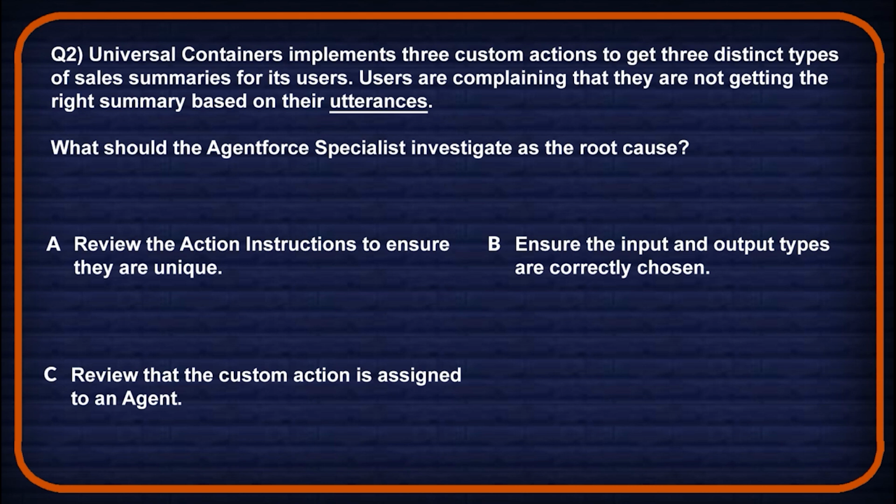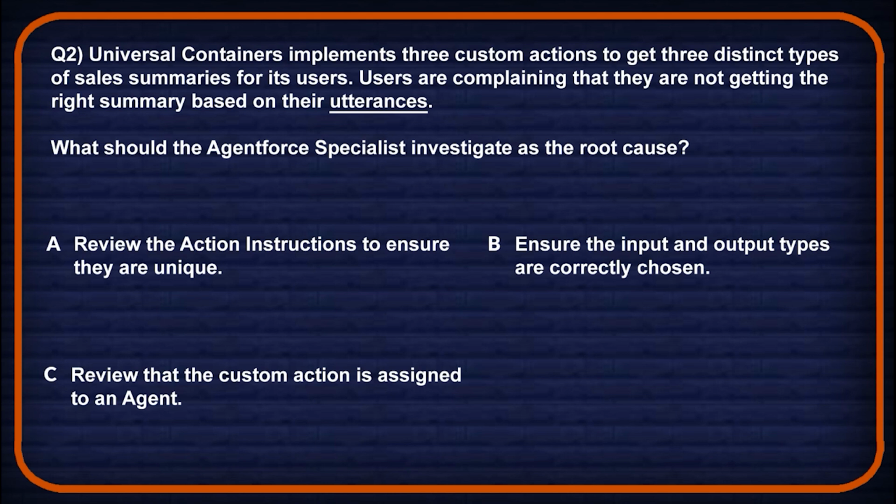This could be the right answer, as if action instructions are not unique, multiple actions may overlap in how they interpret their utterances, causing the wrong sales summary to be triggered. Let's see option B. Ensure the input and output types are correctly chosen. Input and output types affect data handling, but they do not determine which action is selected based on utterances. Hence, not the right choice.